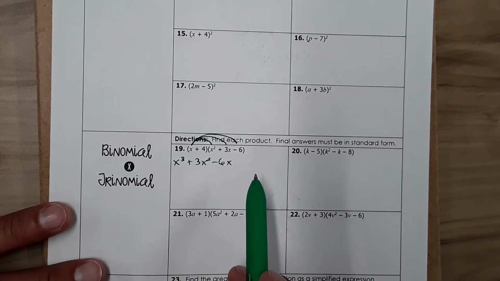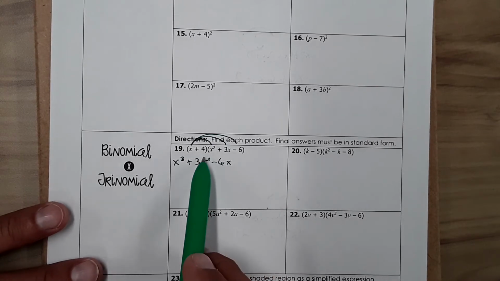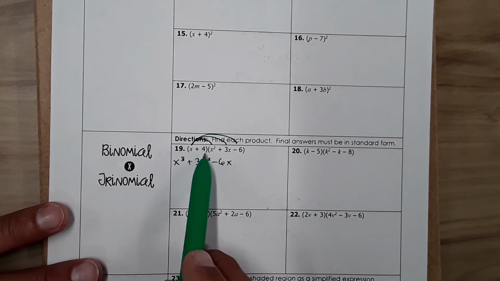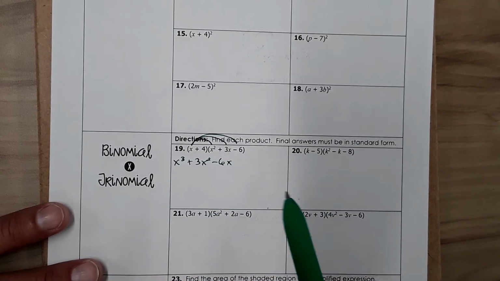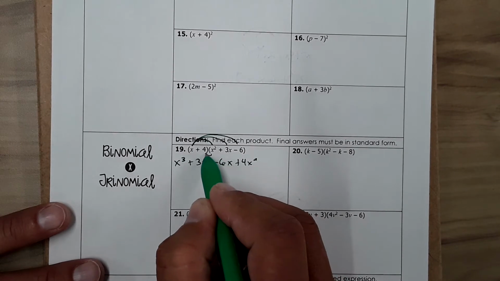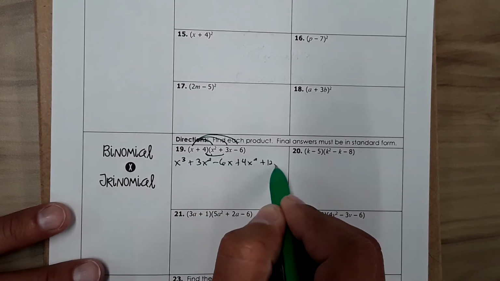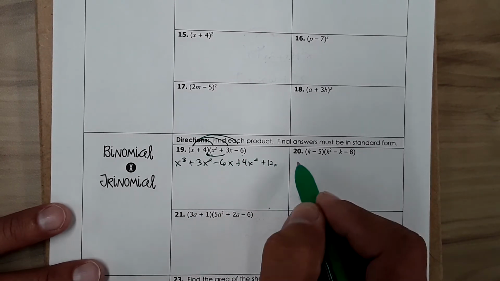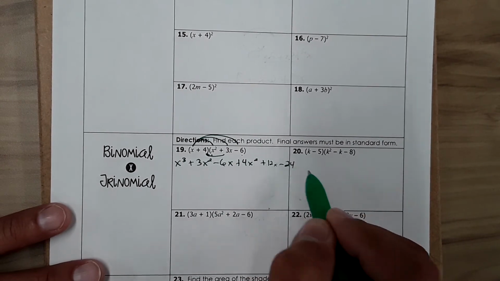So I've distributed the x to everything over there, and now I'm going to go back and grab the 4, and I'm going to do the same thing. I'm going to distribute that to everything over here one at a time. So 4 times x squared is 4x squared. 4 times 3x is 12x. 4 times negative 6 is negative 24.